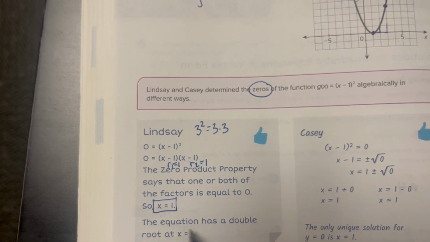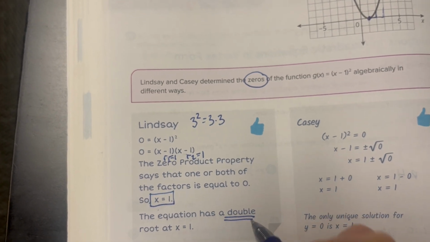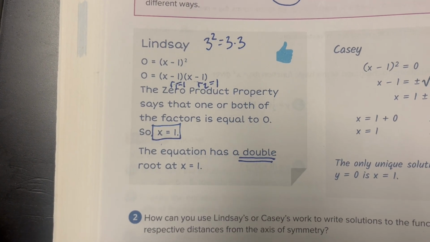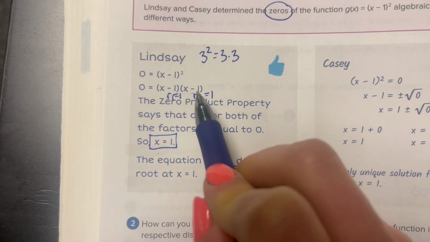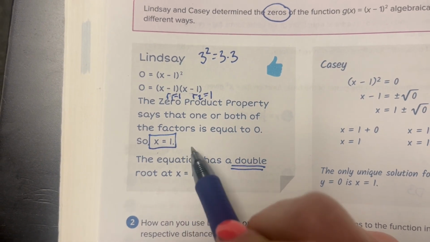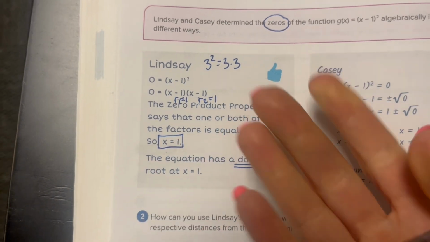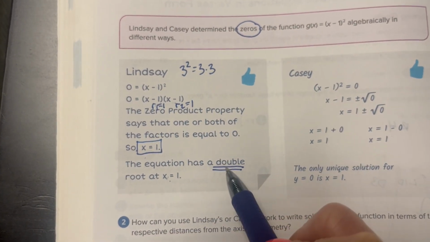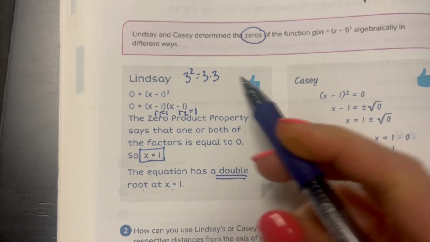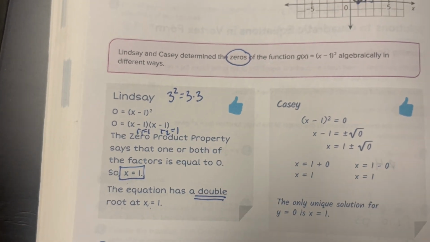So the equation has a double root. Could you please underline the word double? When this is 1 and this is 1, it's x equals 1 and x equals 1, but those are the same solutions. So we say, okay, this solution x equals 1 occurs twice. It is a double root. That's a vocab word for sure.